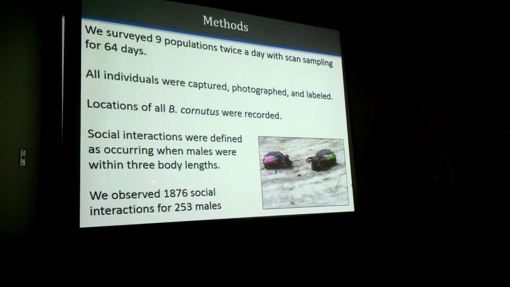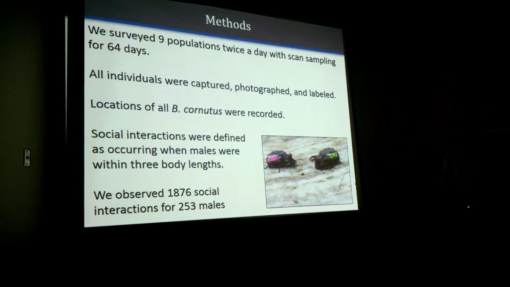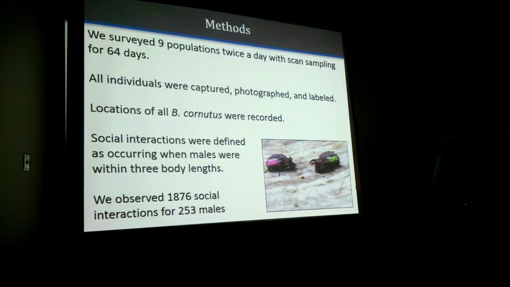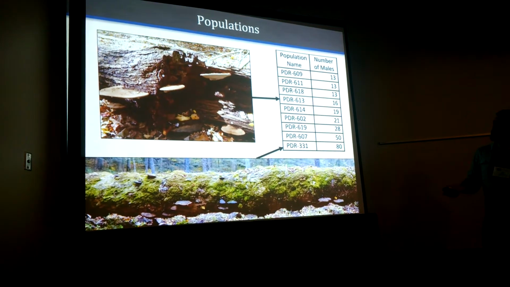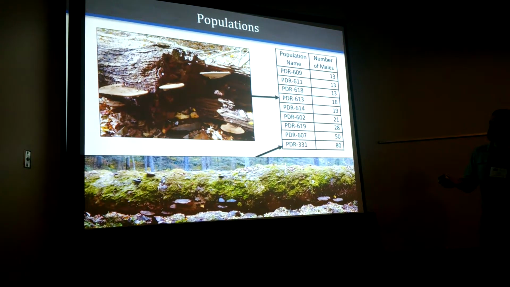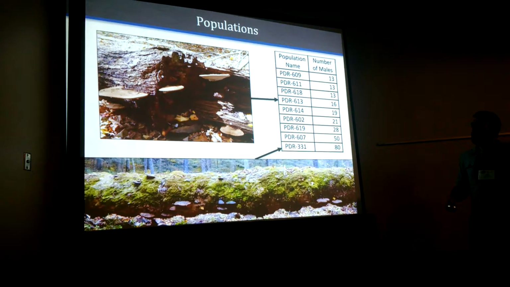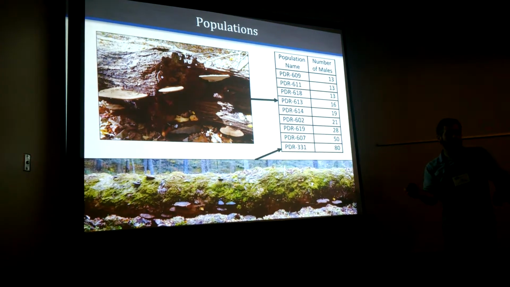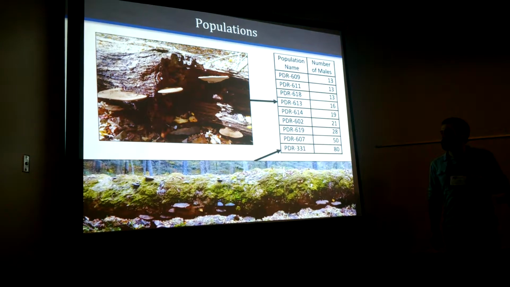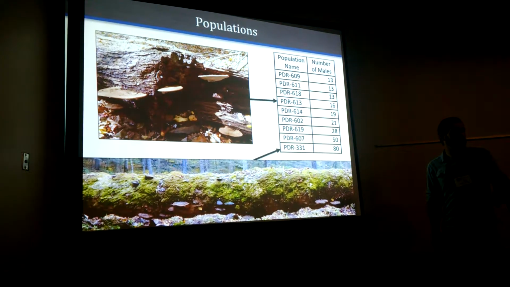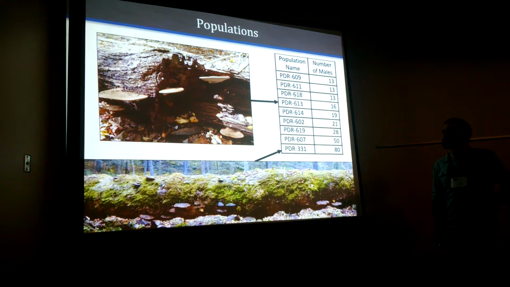So we think there's social information being passed within just a few centimeters of each other. So in total, with these scan samples, we observed over 1,800 social interactions for 250 males across these 9 populations. So this is our typical population, a subpopulation within the larger forest. All of these populations that we're looking at are within a kilometer of each other. Some are only a few meters apart. And this was all done in an old growth forest in southwestern Virginia near Mountain Lake Biological Station.